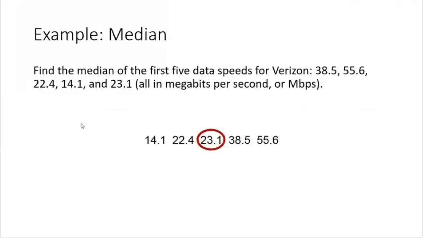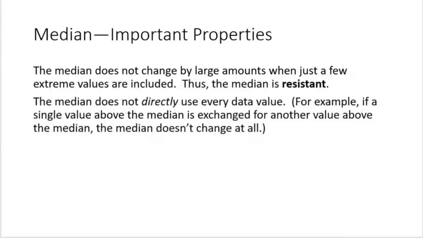If you were to go back and look at our example here, if I get rid of this 55.6 and throw it out, and then I replace it with a number like 47.2, it doesn't change the median at all. This would still be the middle number. So it doesn't change a lot just because you change those particular things. This 14.1 isn't used in this calculation at all. Okay, and that's what it means where it says it doesn't directly use every data value. Yes, you're counting off, but you can trade out a data value and it doesn't change anything because it was just simply that one in the middle.